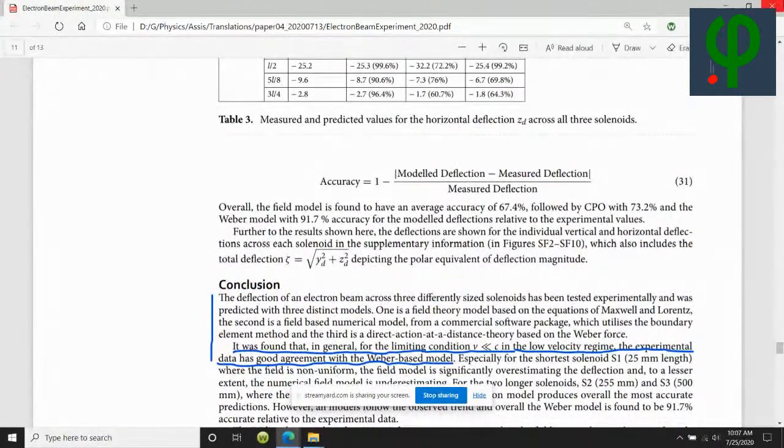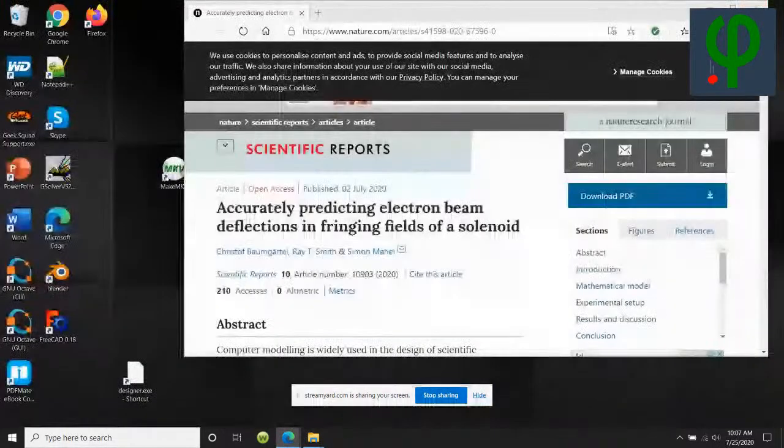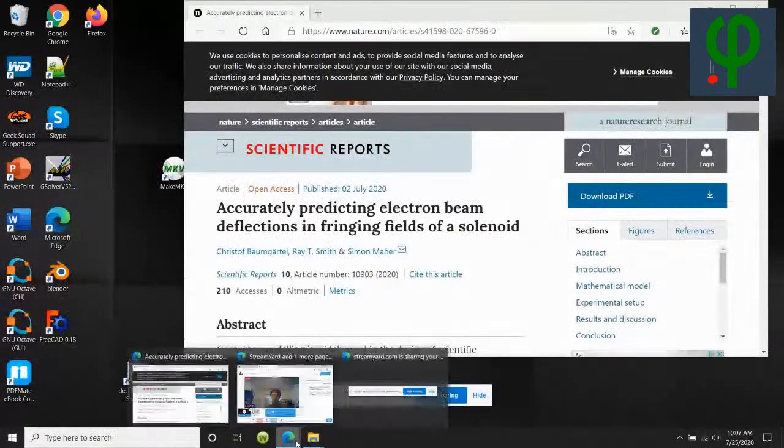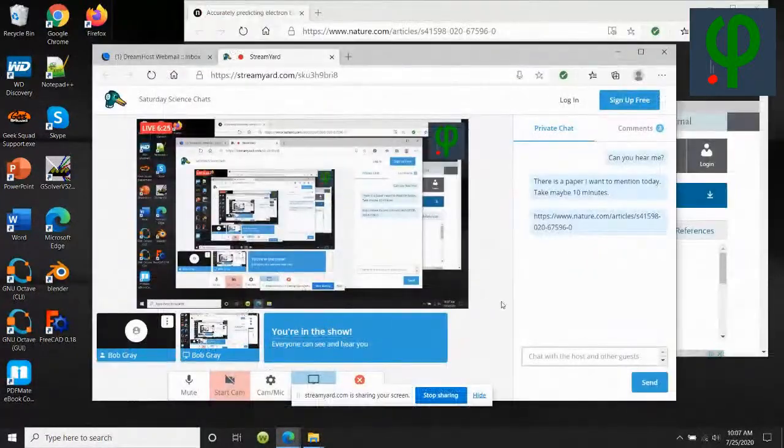And it's a pretty good paper. I've put a link to it in the chat, at least the private chat. Let me see, stop sharing. And just wanted to bring it to people's attention today.